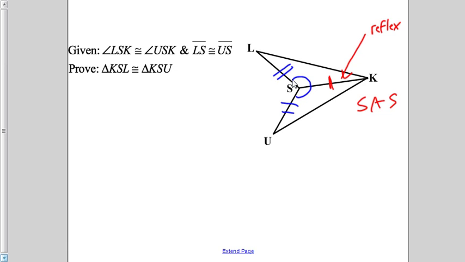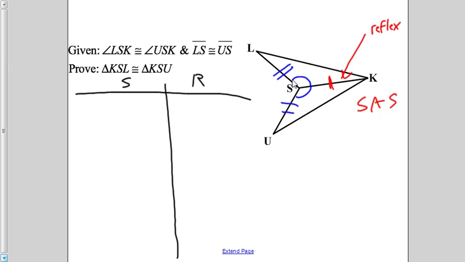Okay. All right. Let's write this one together. Remember the next one I'm going to want you to write out on your own. We've got statements. We've got reasons. What goes first? My first given, right? I'm hearing people read it or say given. Angle LSK is congruent to angle USK by given. Okay? Does that say something's congruent to something?